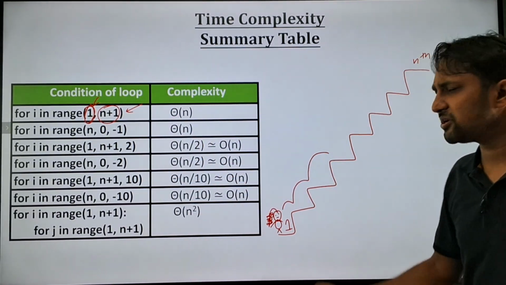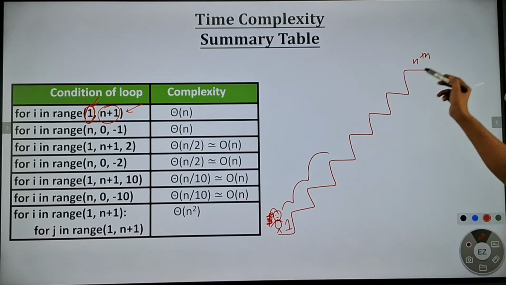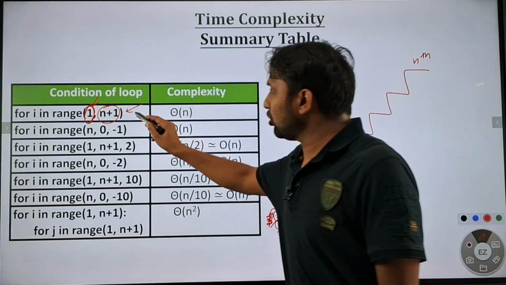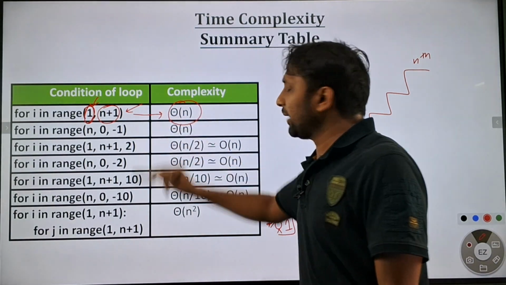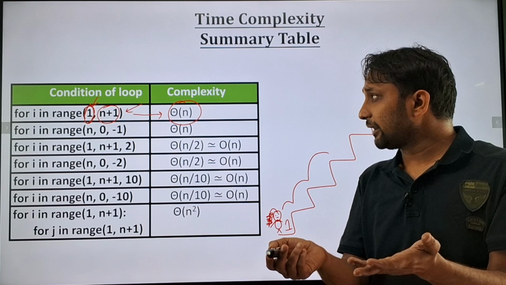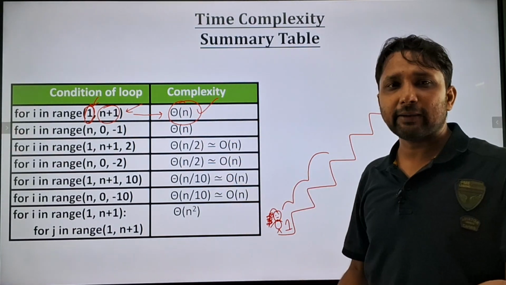In how many steps will she reach the top? N steps only. So this loop will take order of n time to execute. Simply, when we are incrementing by 1 every time, the loop will take n time to execute.